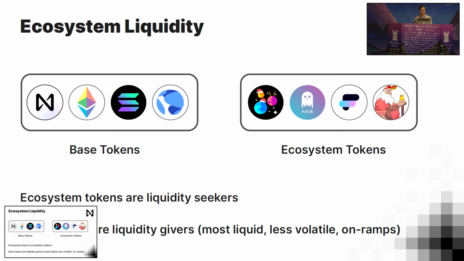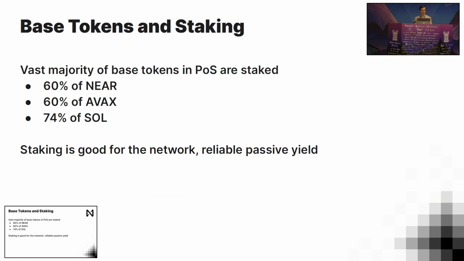And the reason for this is that base tokens just tend to be the most liquid. If you look at any L1, that token is going to see the most trading volume. It's going to be listed on the most exchanges. It's going to be less volatile, probably still pretty volatile, but much less volatile typically than these ecosystem tokens. And it's going to have the best on-ramps, which makes it really the prime token to be a liquidity giver in any kind of scenario.